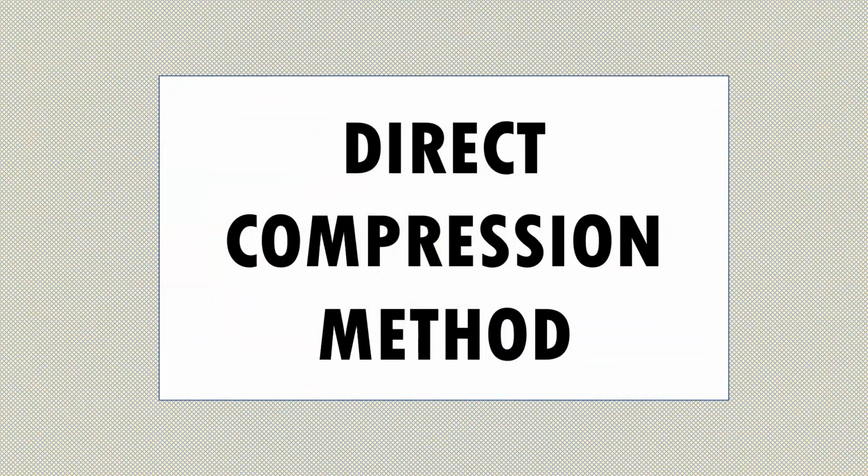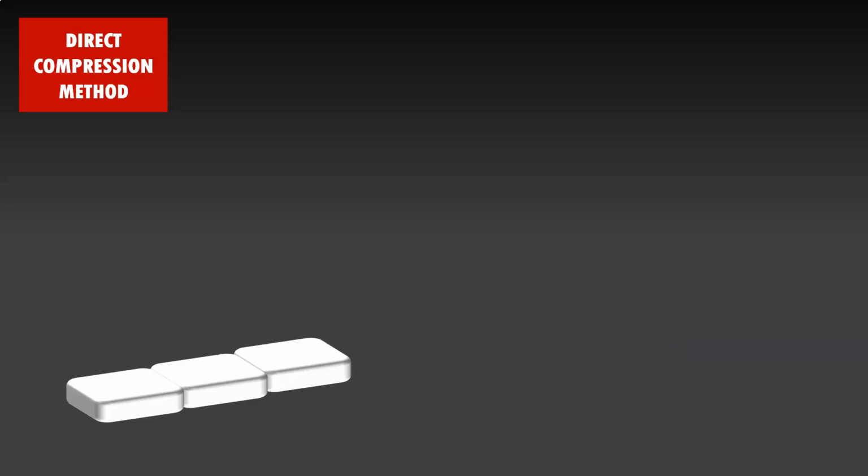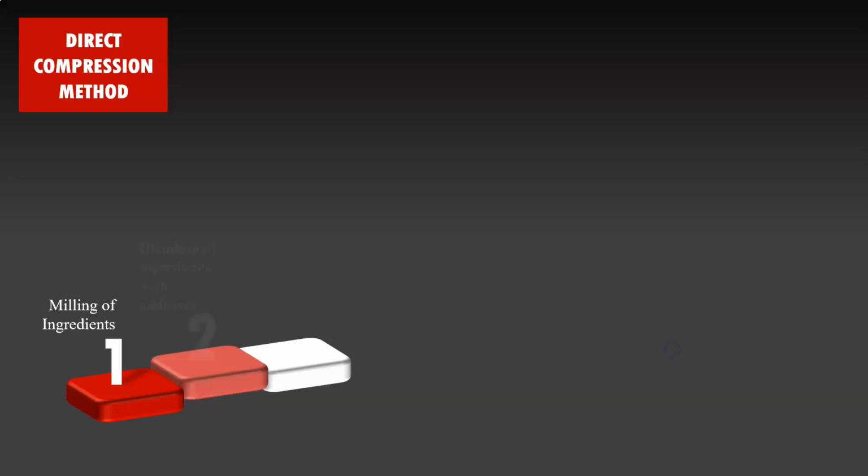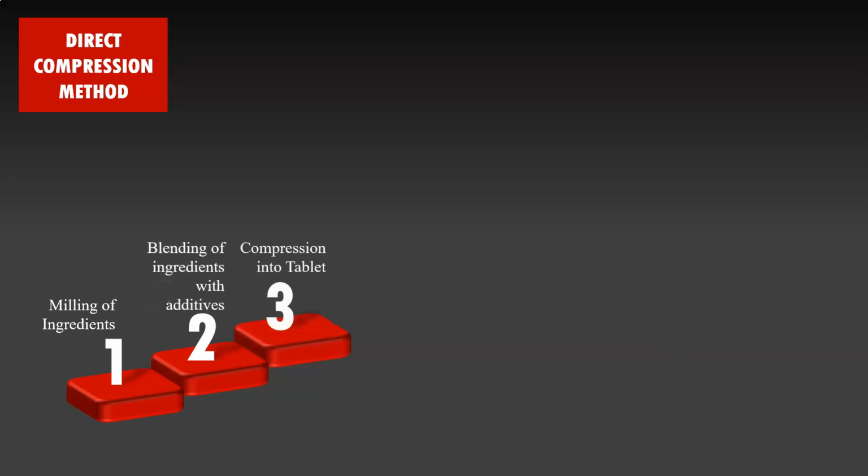Now let us see direct compression method. We have seen two granulation methods, that is wet granulation method and dry granulation method. Now we are going to see the direct compression method. So here in direct compression method, the first step is milling of ingredients. Then the next step is blending of ingredients with the additives, and the next step is compression into the tablet.